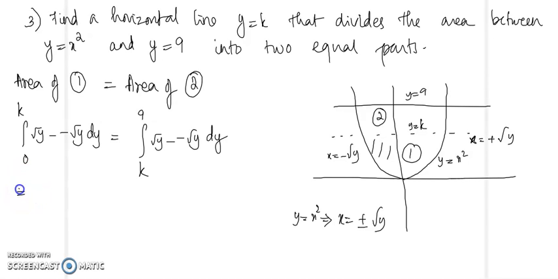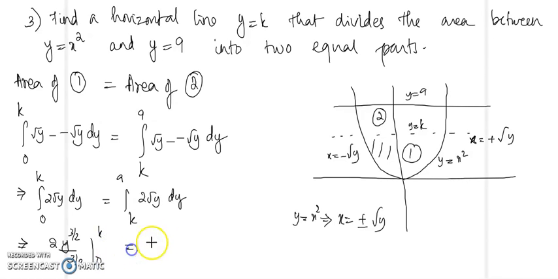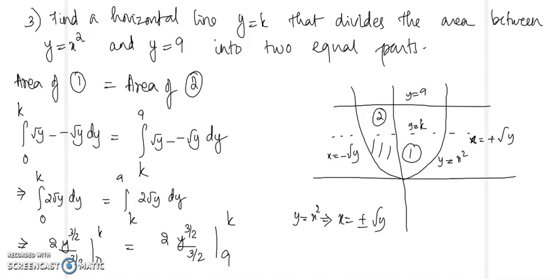So that will be equal to, so integral 0 to k 2 root y dy is equal to integral k to 9 again 2 root y dy. So that means, when you integrate you will get 2y raised to 3 by 2 by 3 by 2 from 0 to k. Then again 2y raised to 3 by 2 by 3 by 2 from k to 9. So 4 by 3 will cancel off on both sides. So on the left side you will get k raised to 3 by 2, that will be equal to again k raised to 3 by 2.